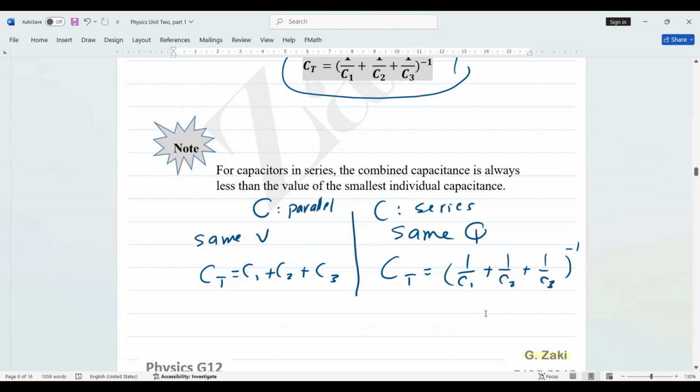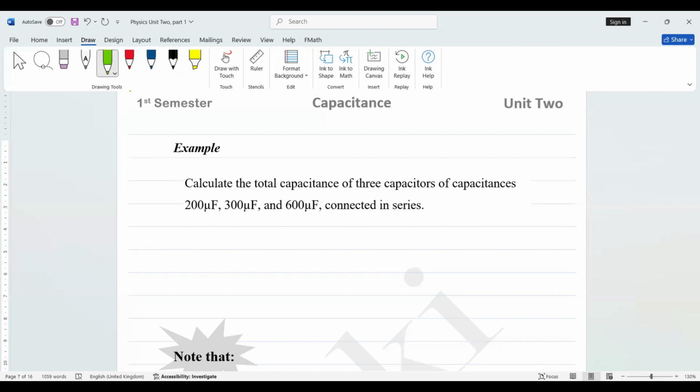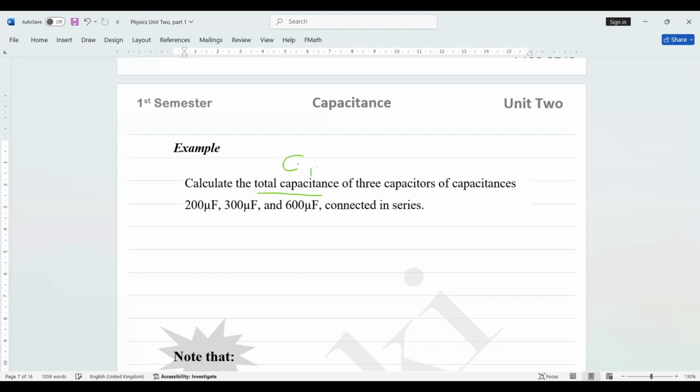Try to solve this example. Okay, we solve it together. First we read it. Calculate the total capacitance. We need C total of 3 capacitors of capacitance connected in series. Series. So C total, this is the formula, equals 1 over C1 plus 1 over C2 plus 1 over C3 all to the power negative 1.